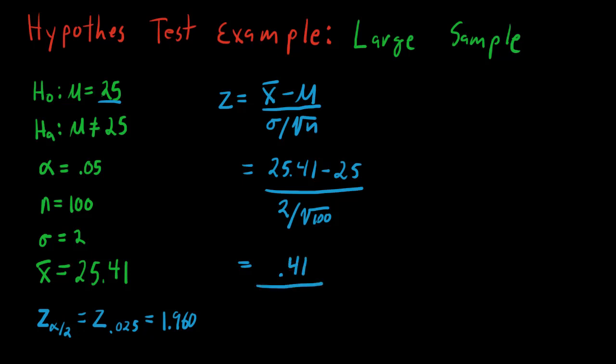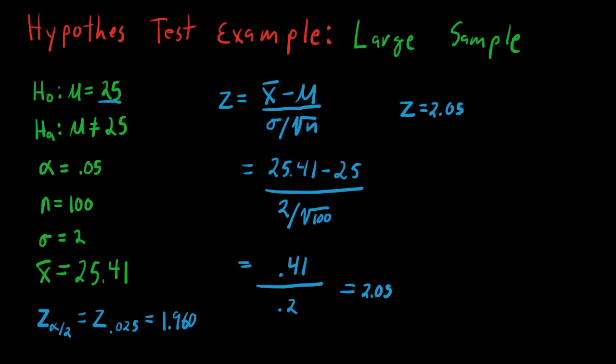over 2 divided by the square root of n. So we get square root of 100 is 10, so 2 divided by 10 is just 0.2. We divide 0.41 by 0.2, and we get 2.05. So at that point, we have our z is equal to 2.05.